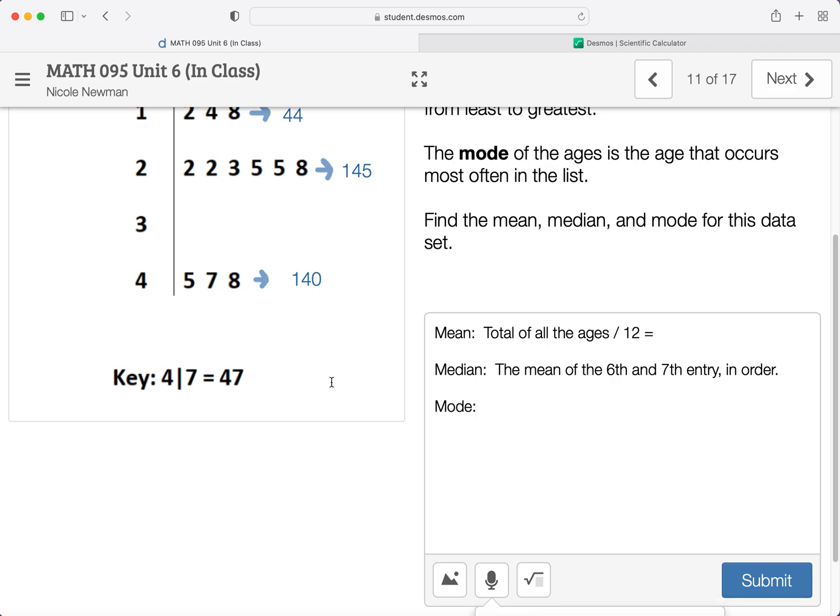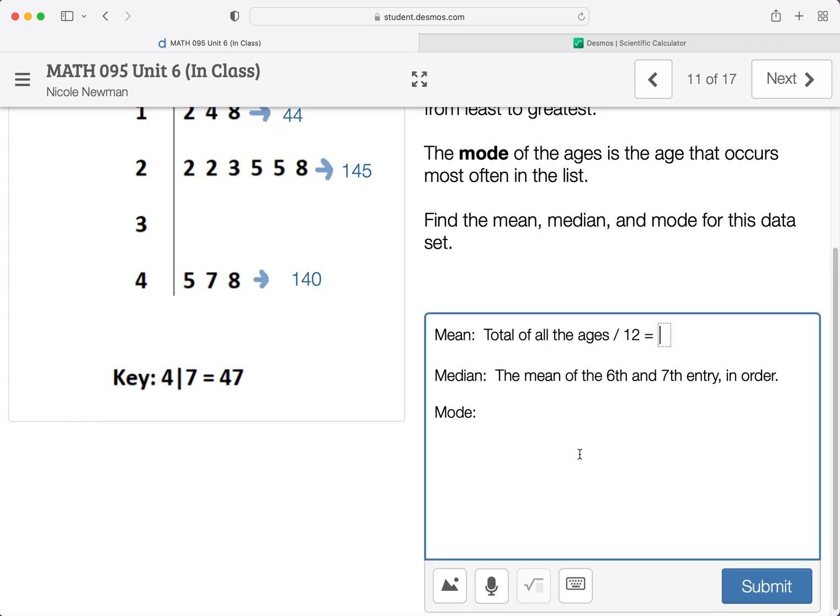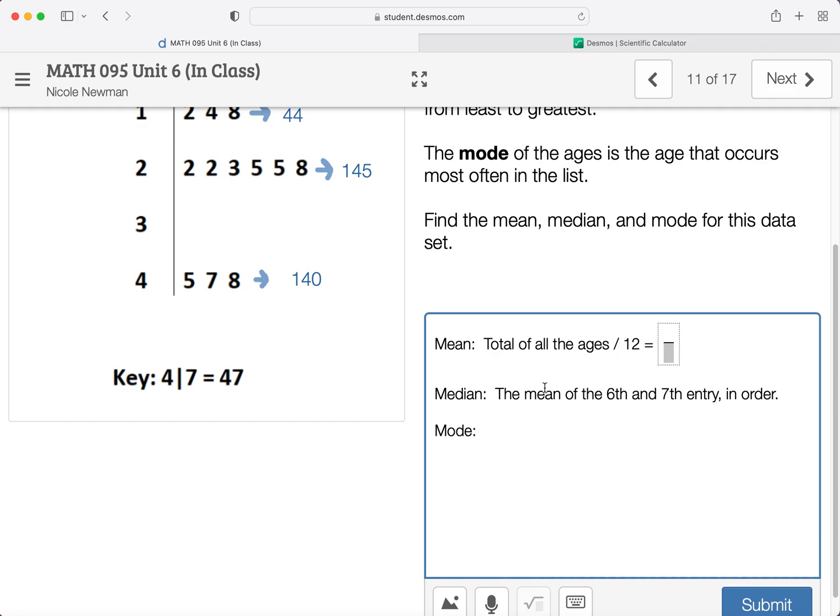So once I have those three totals, I can put them all together. And let me make a fraction here. 44 plus 145 plus 140. I think it's 325, but let me double check. 44 plus 145 plus 140. Oh, I was off by a little bit. Yeah, I forgot to add the 4 and the 5 together in the units. It's 329 for the total up there.